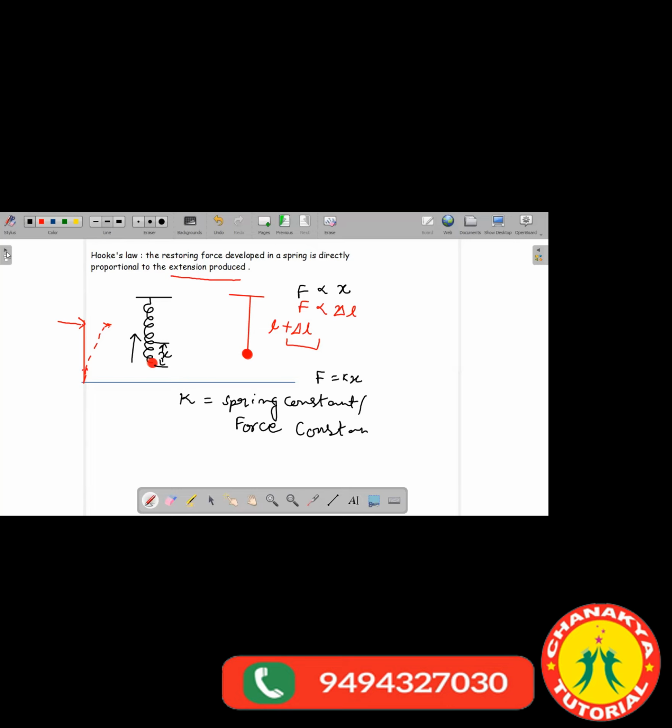We had seen some questions which were based on Hooke's law. We will see one more question which is based on Hooke's law. Let's try to add one question here.